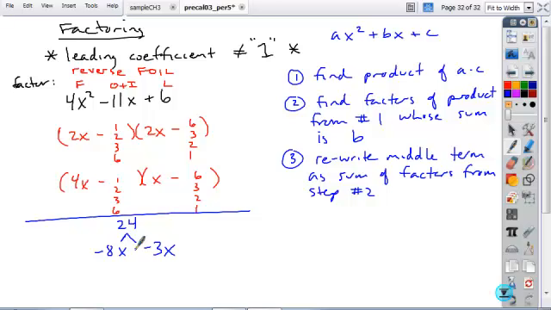Okay, and then my final step is I'm going to drop down the outer terms. So drop my first term down, drop my last term down, and then I'm going to factor by grouping.